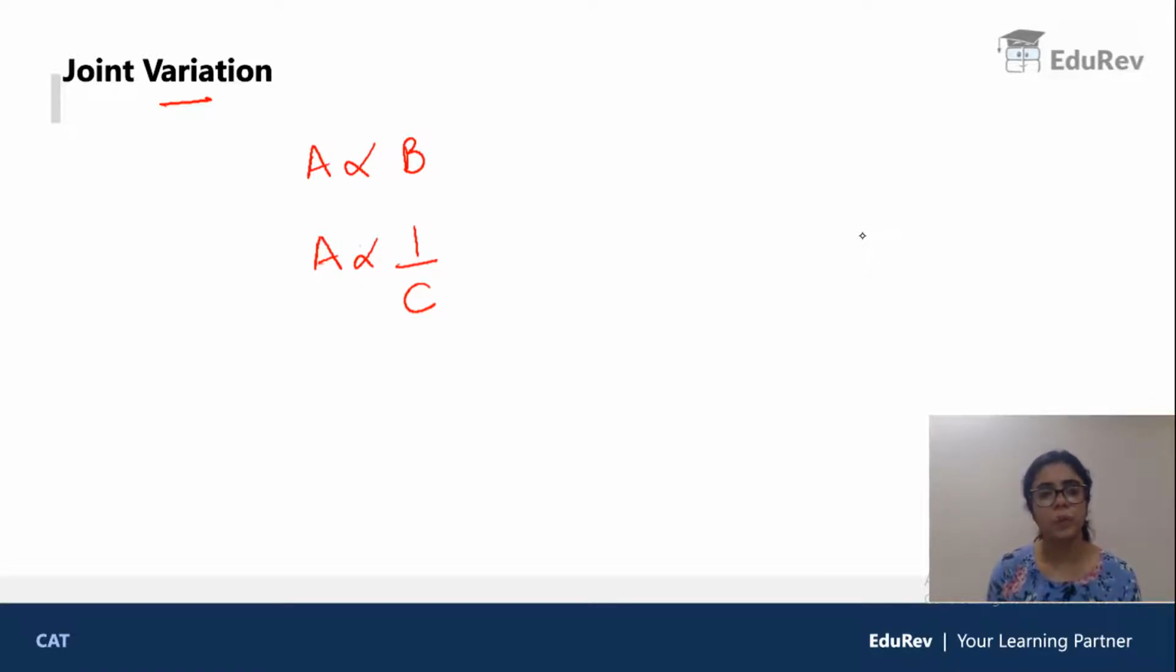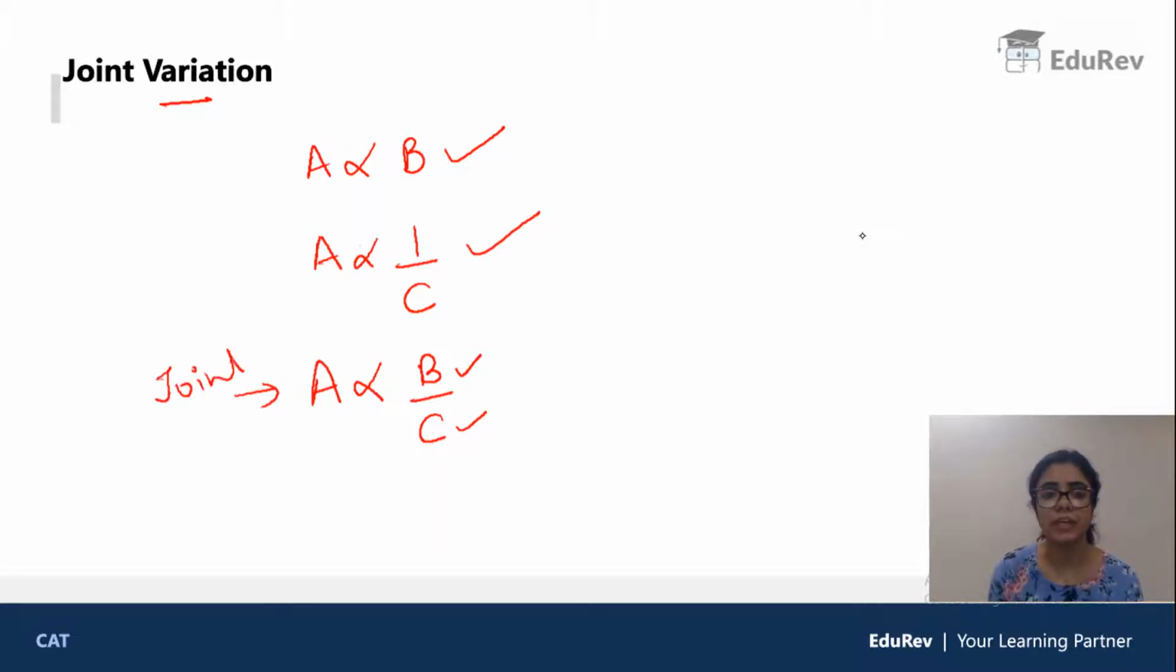Now what do we do? We know this relation, we know this relation. We combine both of them. So we write it as A varies with respect to B upon C that way. So A is directly proportional or directly varies with B and inversely varies with C. So we combine the two. And this is called joint variation. Okay? This is called joint variation. So if you want to remove the variation sign, you add a constant. So that is KB upon C.